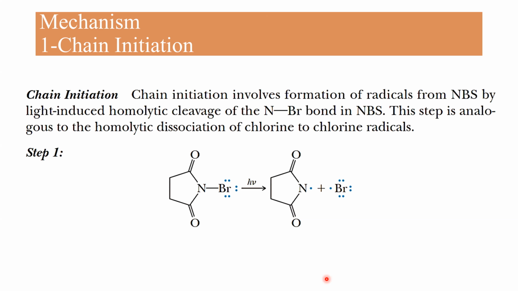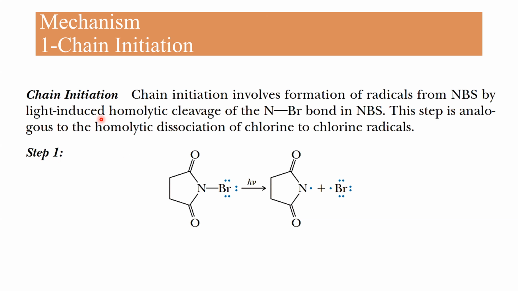So here we are using the NBS, which is N-bromosuccinimide. So we are expecting the brominated products, or the bromo products, after treating the alkene with that NBS. So the first step in the mechanism is the chain initiation. Chain initiation involves formation of a radical from NBS by light-induced homolytic cleavage. Light-induced means that it is energized, instigated, or activated by the light, right?